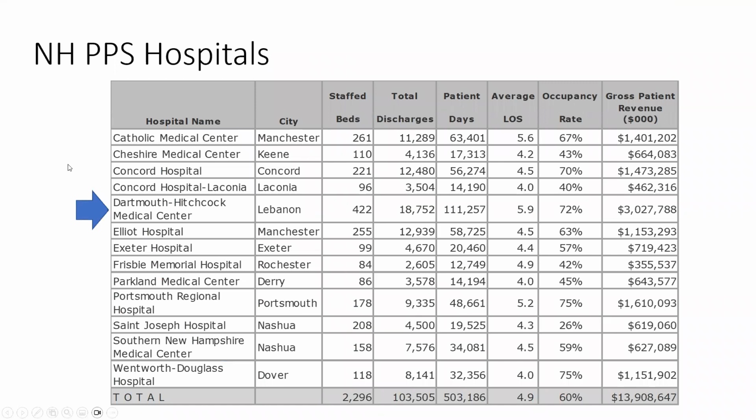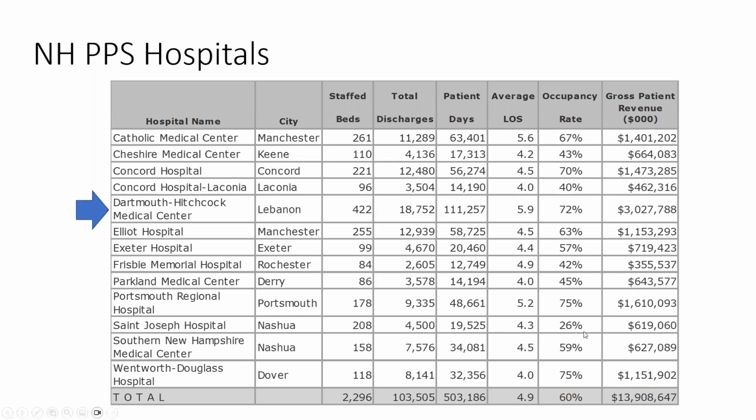So looking at just the PPS hospitals, right? These are the larger hospitals. Dartmouth Hitchcock is the only teaching hospital. And to get a sense of size, you can just look at the revenues that they bring in. And this is in thousands. So Dartmouth Hitchcock brought in $3 billion in revenues, right? As opposed to the smaller ones like Frisbee, which is in Rochester, New Hampshire, just up a couple towns north of UNH, which brought in 355 million. And this is gross patient service revenue, not the actual amount they collect.